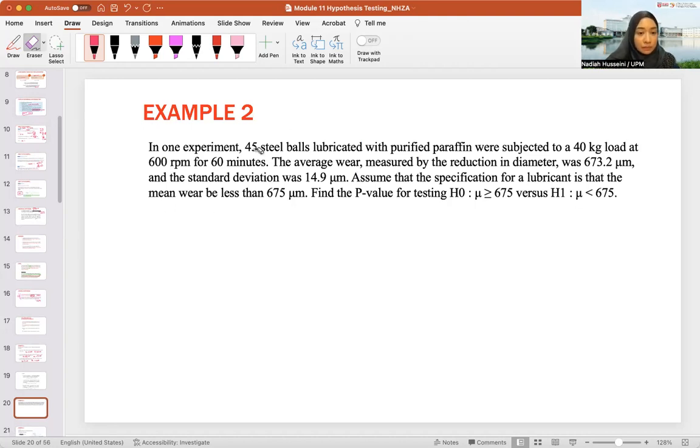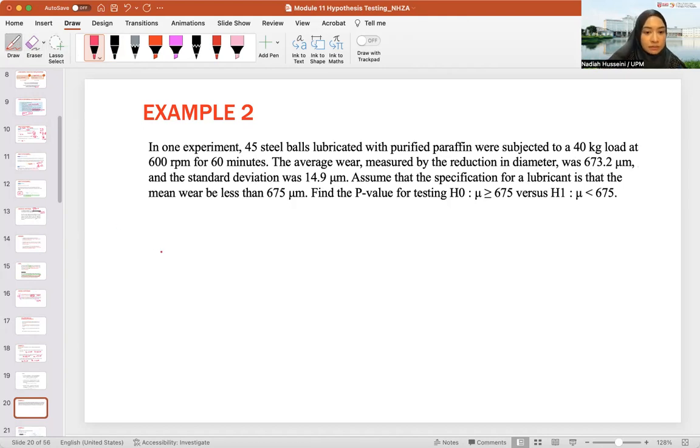In one experiment, 45 steel balls lubricated with purified paraffin were subjected to a 40 kilogram load at 600 RPM for 60 minutes. Paraffin is something like grease, but it's not really grease. The average wear measured by the reduction in diameter was 673.2 micrometers and the standard deviation was 14.9 micrometers.